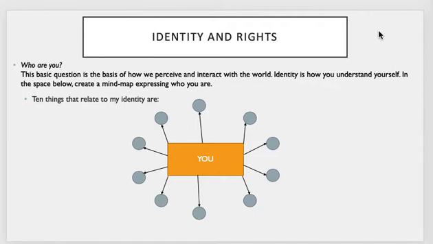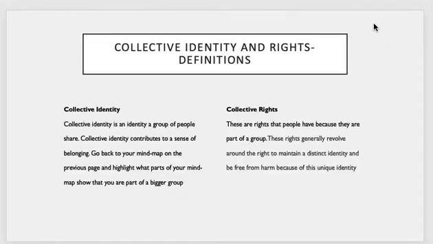So, going along with that idea of collective identity, collective identity and collective rights now. Remember, identity is how you see yourself or how people see you. Collective identity is the identity of a group of people that they share together. Something I share with other people is that I am Canadian. We all see ourselves as Canadian, even if we're from different parts of Canada. Collective identity contributes to a sense of belonging.